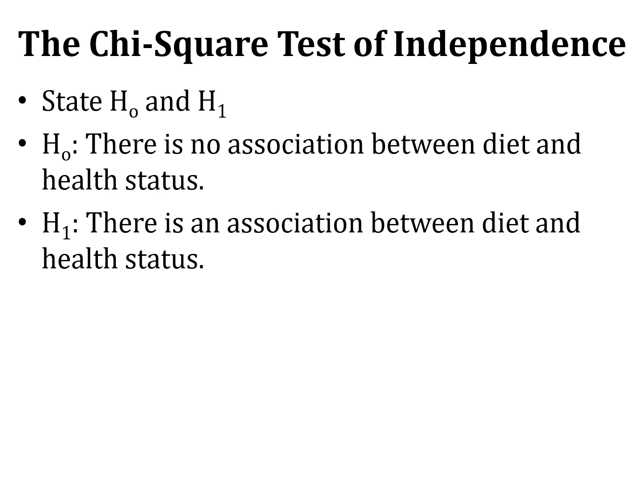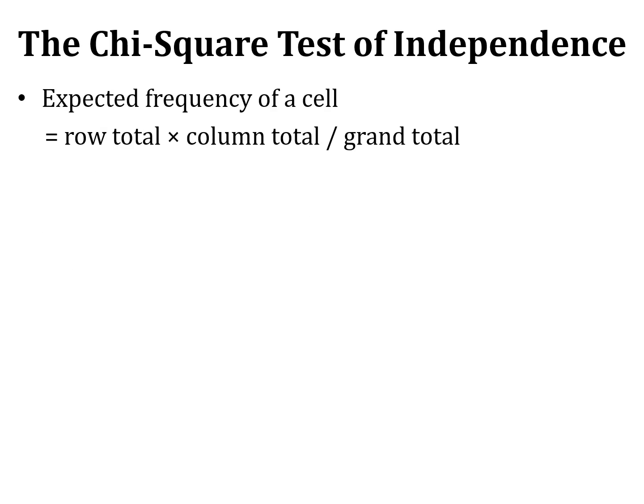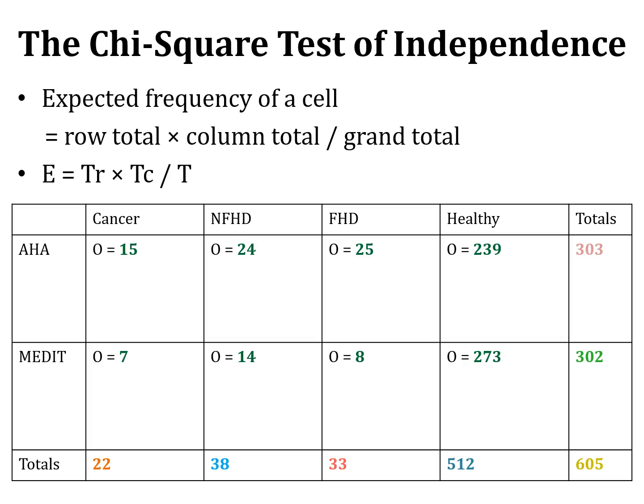So what is our next step? The next step is to calculate expected frequencies. So expected frequency of a cell is row total multiplied by column total divided by grand total. So here we are going to calculate the expected frequencies of these cells. So these are the observed frequencies, and these are the row totals 303 and 302. And what are the column totals? The column totals are 22, 38, 33, and 512.